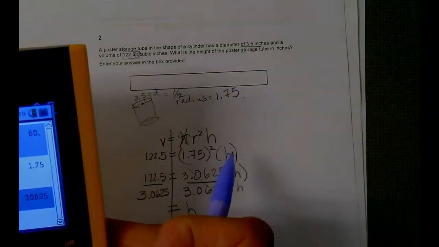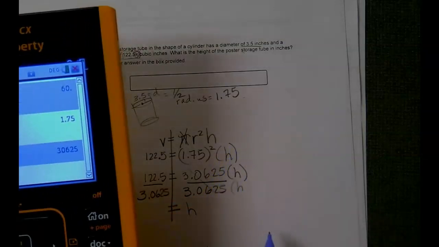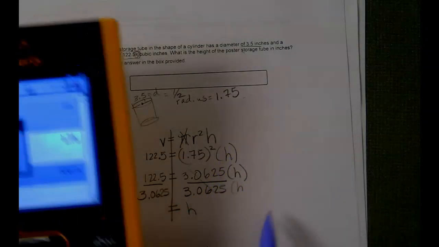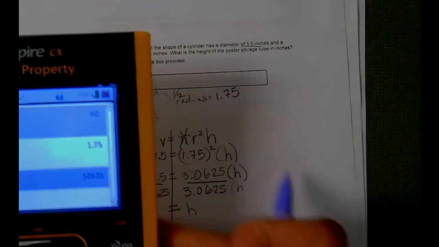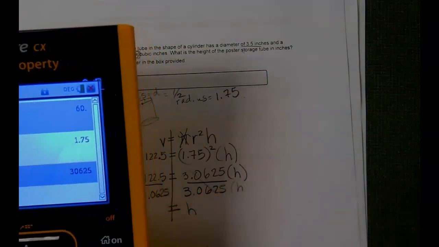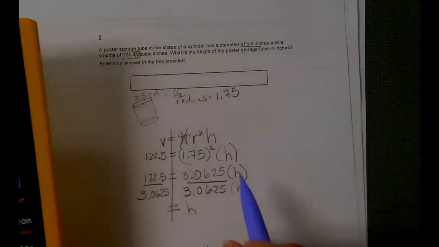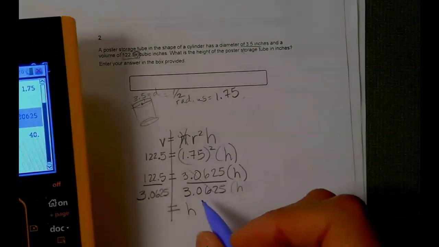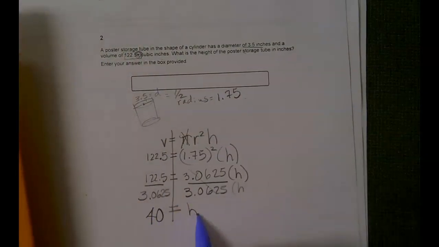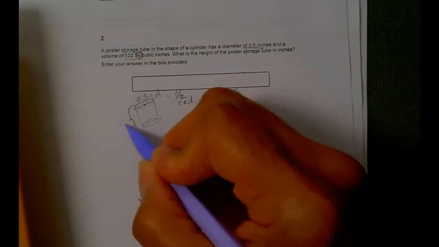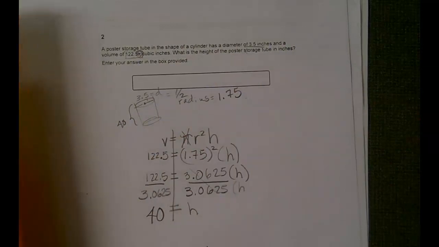Oh, let me see, what did I do wrong? Let's go back. Get this and enter again. Delete that decimal, and enter. Okay, so I got 40. I kept trying to put the decimal, but I didn't need that. So my height is 40. Now the missing height is solved. The height was 40.